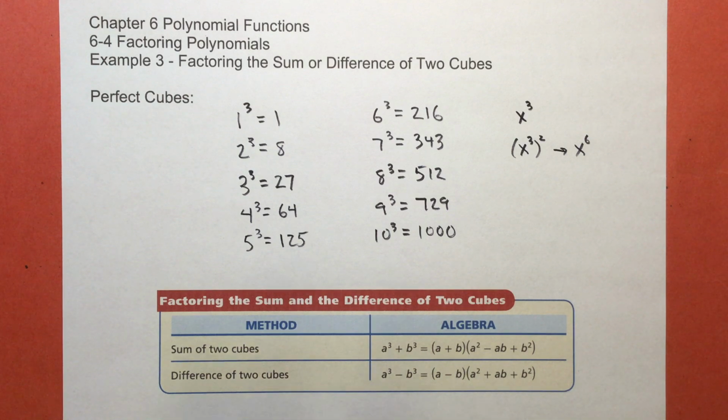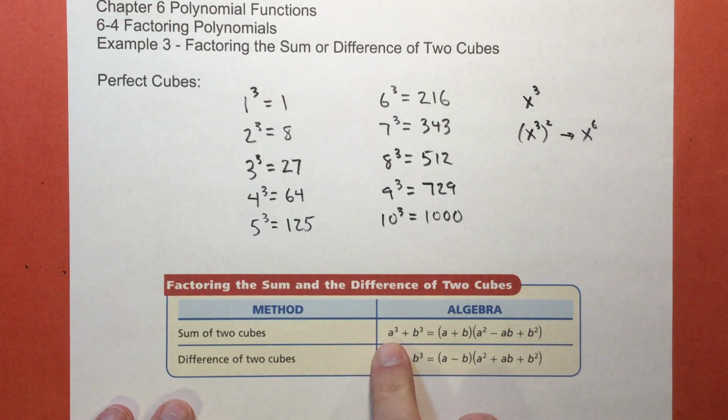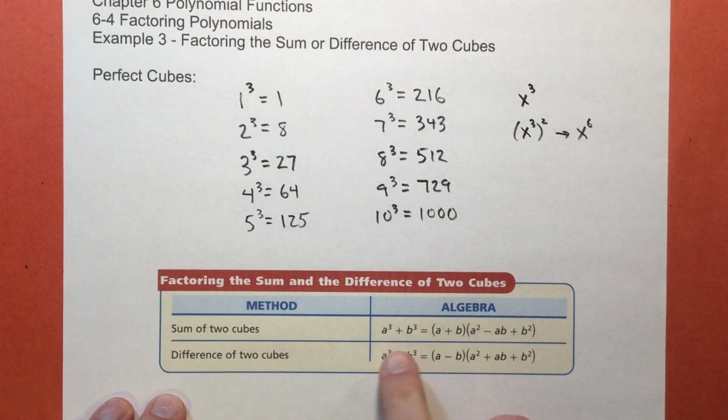All right, so got that out of the way with the perfect cubes. Pause that, look at that very carefully. You're going to be seeing me use that for these factoring problems. Okay, but what is the sum and difference of two cubes? Well, I have it right here for you. If I have a number to the 3rd power being added to another number to the 3rd power, then it factors into this.